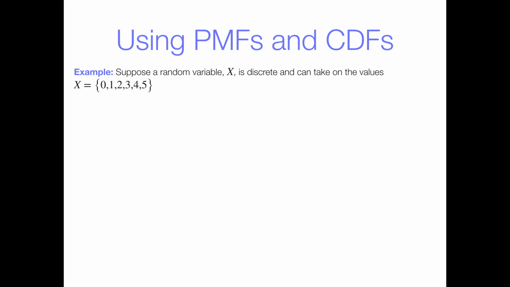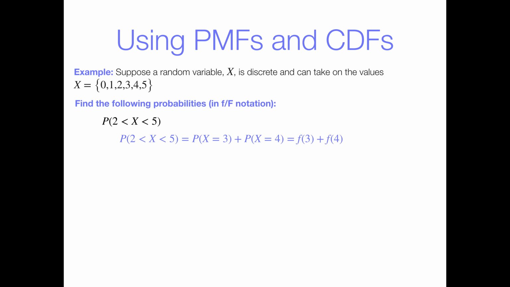So we have a random variable x, and it can take on the values 0 through 5. So using the PMF and the CDF, so just in F notation, find some probabilities. First one, find the probability that x is between 2 and 5 exclusive. So I don't have less than or equal to's there, which means the 2 and the 5 are not included. So what is included? 3 and 4. So using the PMF, this would just be the probability of being 3 or being 4, so lowercase f of 3 plus lowercase f of 4.